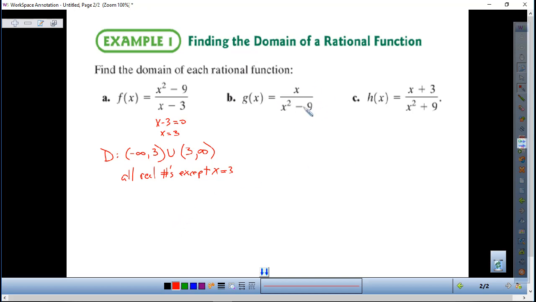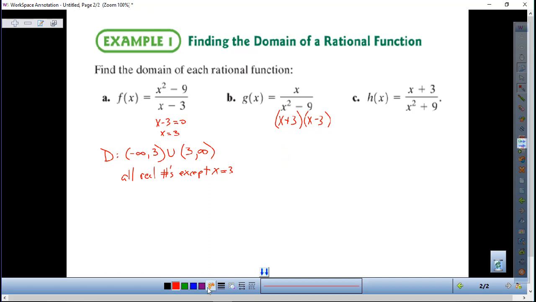Alright, what about this one over here? Well, we would have to actually factor this. We're going to get x plus 3 and x minus 3. When we do that, what are going to be excluded? Well, a negative 3 here and a positive 3 here.